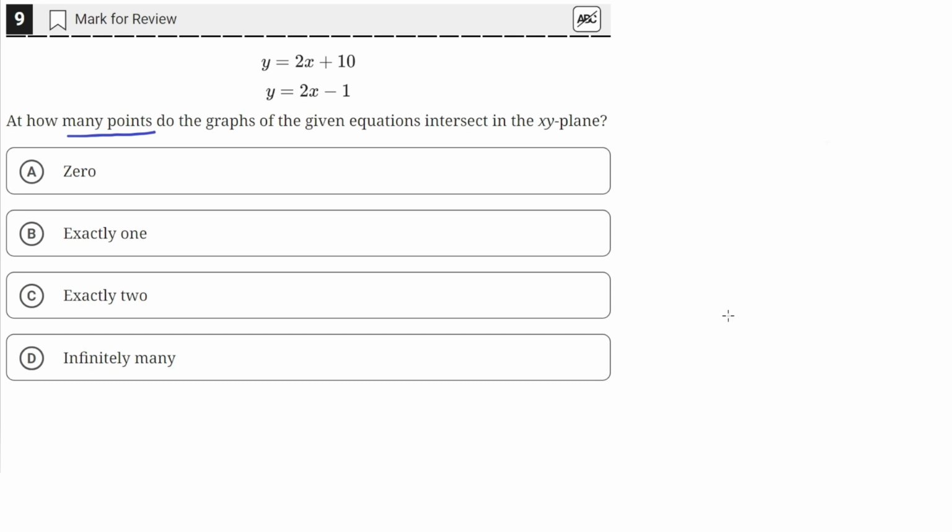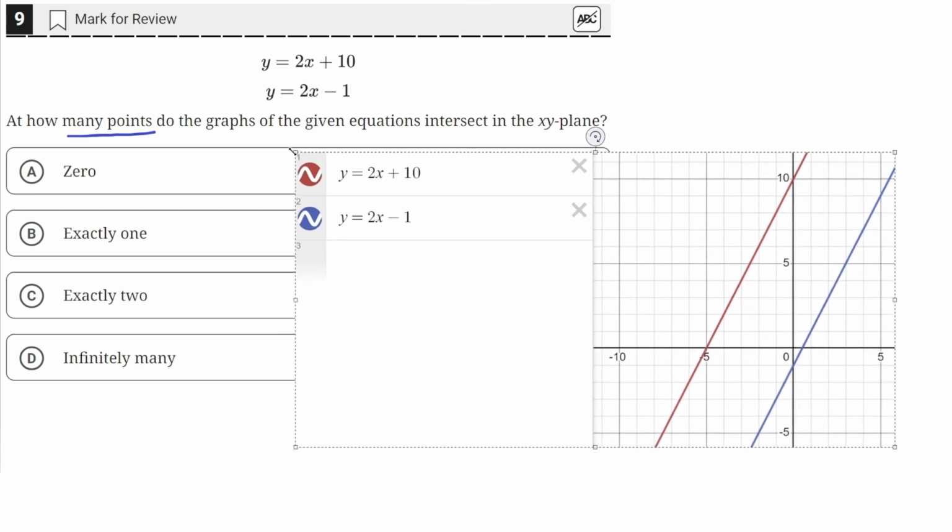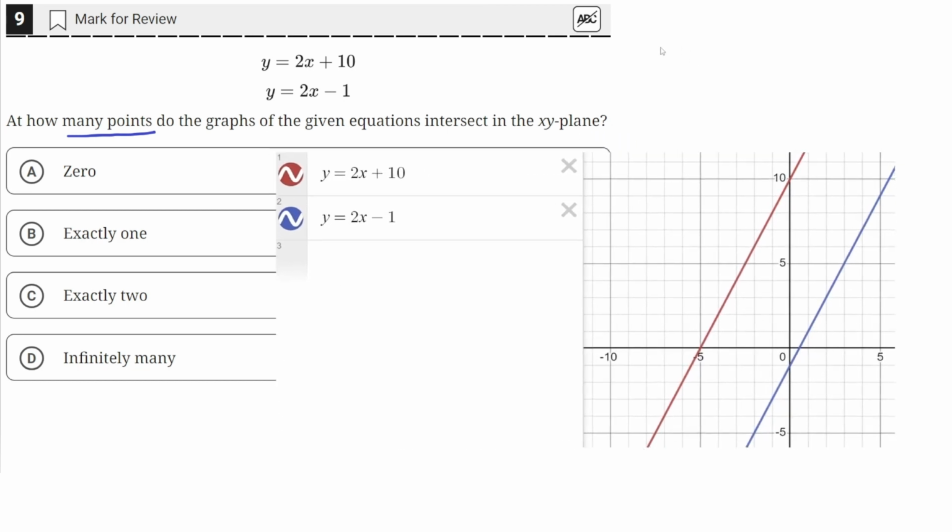Okay, so I've graphed these two lines in Desmos, which you can do on the testing application. So this is y equals 2x plus 10 and y equals 2x minus 1. So the red line is 2x plus 10 and the blue one is 2x minus 1. And as you can see from this graph, these graphs have the same slope. The slope of both of these graphs is 2.